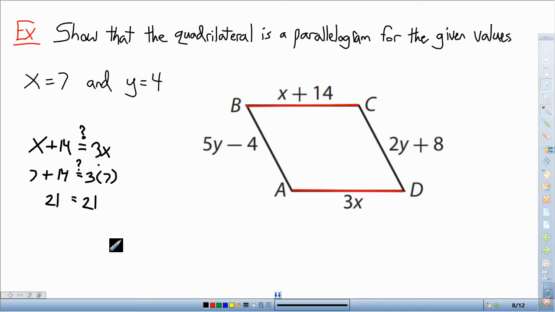Okay, we can't say yet that this thing is a parallelogram because we need to also check these opposite sides. All right, but we're on the right path. We know that one pair of opposite sides are congruent. We now need to figure out if these pairs of opposite sides are congruent. That's where I'm going to let you guys try these out. Okay, so go ahead, do the same thing for these opposite sides. Make the equation, plug in your value, see if it actually equals one another. Give it a try.